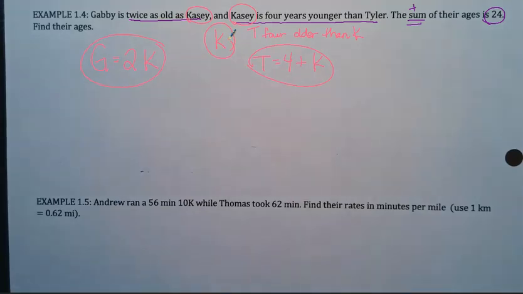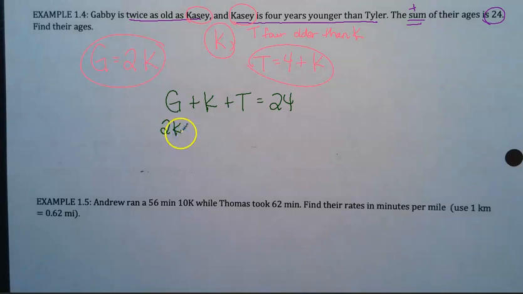Okay, so hopefully this is making sense. All right, then we know the sum of their ages is 24. So Gabby's age plus Casey's age plus Tyler's age equals 24. Well, it doesn't help us to have 3 different variables. We need them all in terms of each other. So we're going to replace Gabby with 2K because she's 2 times as old as Casey. We're going to leave Casey's age, and Tyler's age we're going to replace with 4 plus K.